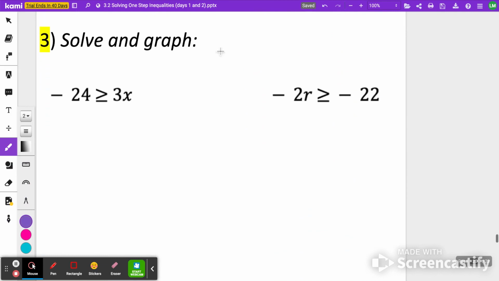How about you take a moment and pause for number 3, see if you can try these on your own, and when you're ready to check them, click play.